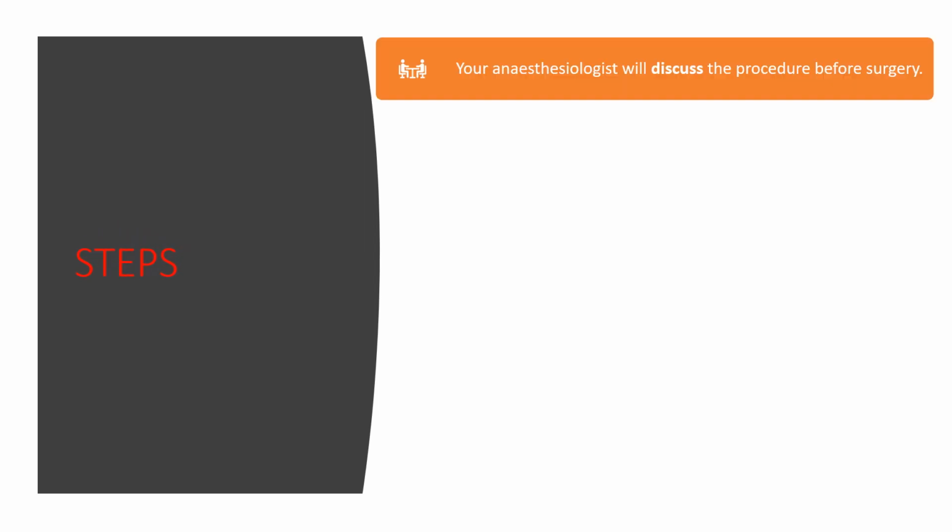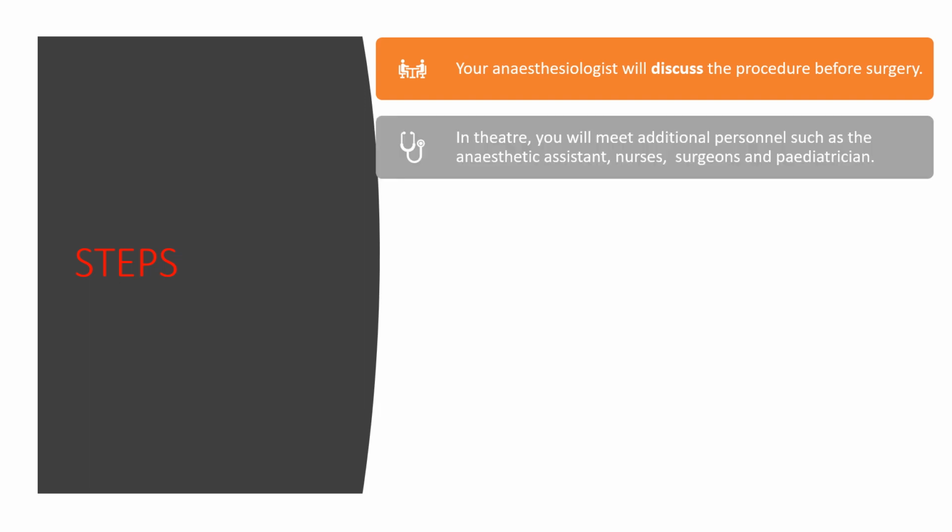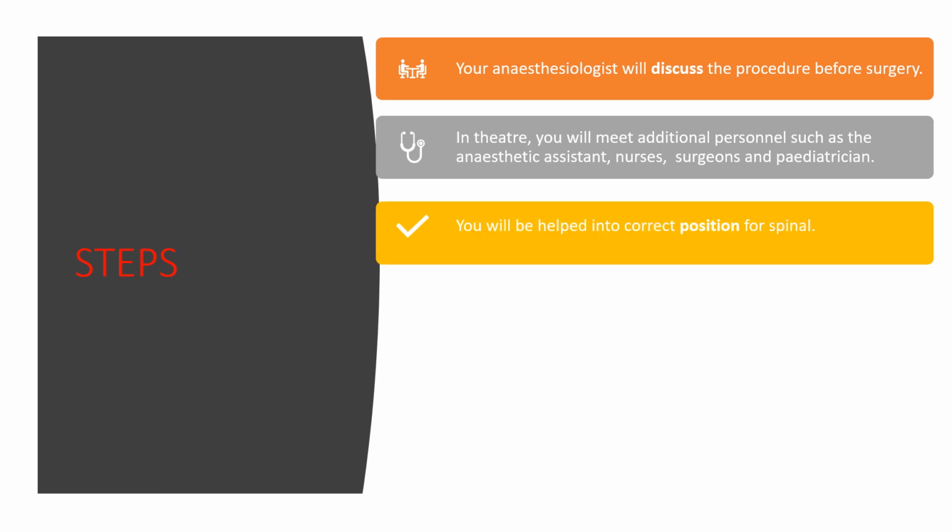The key steps involved are: your anesthesiologist will take a history, examination, and discuss the type of anesthesia before going to theatre. In theatre, you will meet additional personnel, such as other anesthesiologists, anesthetic assistant, nurses, midwife, obstetrician, and pediatrician. Everyone has their role to ensure a safe delivery.